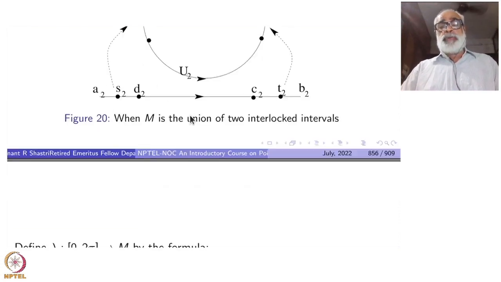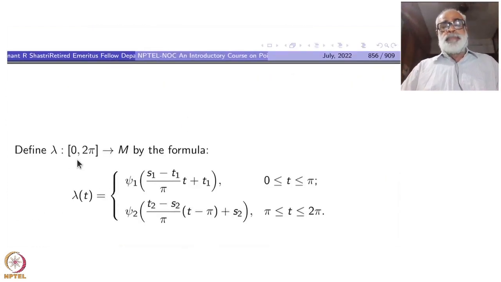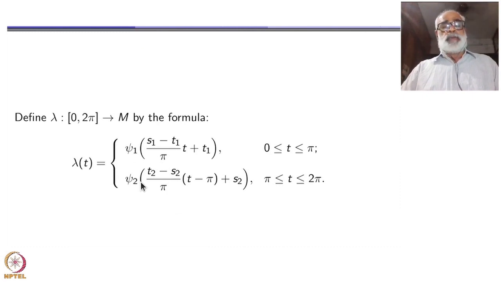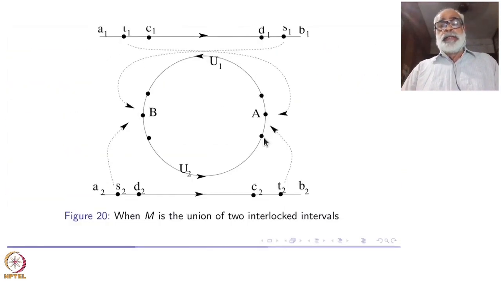After that, what do you do? Now you just define the map lambda from the closed interval 0 to 2 pi to M by the formula. In the first part it is Psi1, in the second part it is Psi2. The only thing is you have to adjust the whole thing by reparameterizing the intervals. From 0 to pi, I am going to take Psi1. Pi to 2 pi, I am going to take Psi2. Here is the picture, it is clear. From this point, I will map up to this point using Psi1. From there, the parameter is pi now. So pi to 2 pi, I will use this map from S2 to T2.